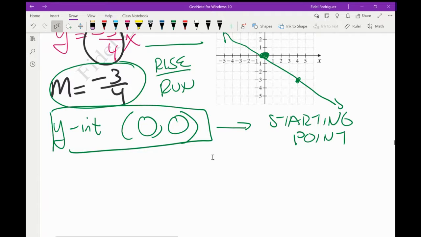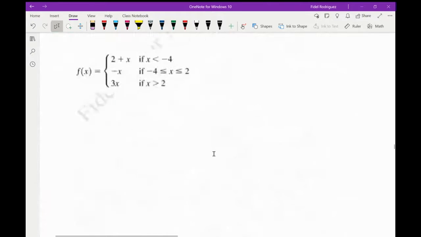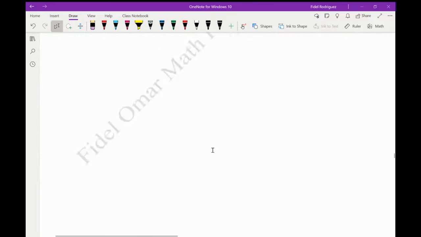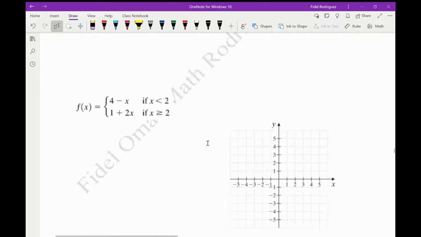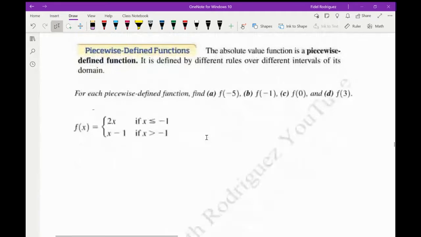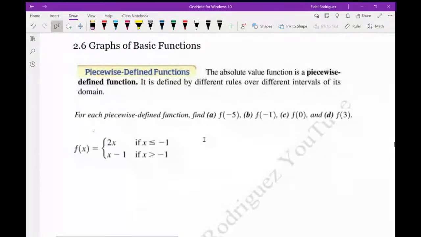All right, so I told you what we'll do, guys. 2.6 is like a super short section, and I think in your homework you only have like 3 problems, something like that. So let me go ahead and go through 2.6, and then we'll take the rest of the time to answer any questions, okay? So let's take a look here. 2.6 is graphs of basic functions, okay?